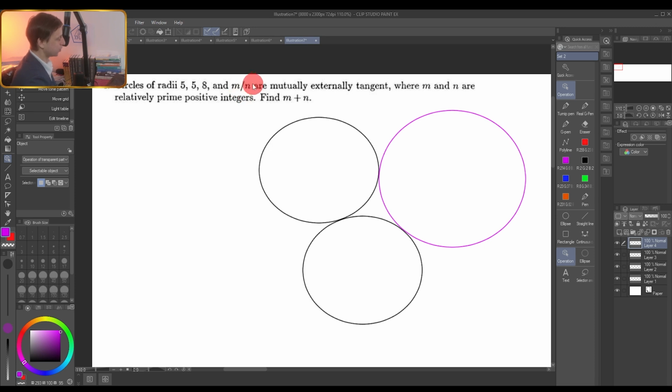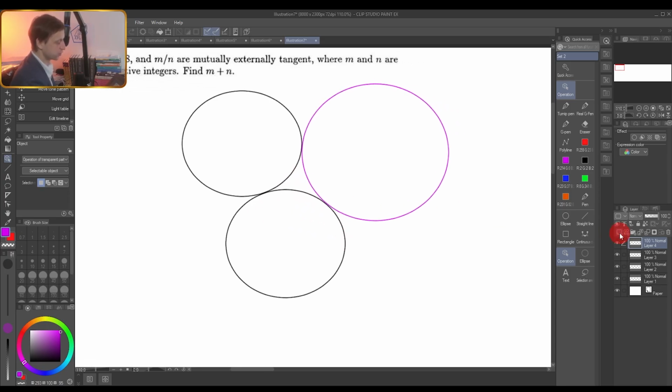And we are left with only one circle with radius m over n. It should be tangent to each of these circles. Where can it be located? Can it be located here? Obviously not, because there is no tangency with this one. It can't be located here because there is no tangency with this one. The only possible position for this circle is here. In this case, it will be tangent to all of these circles.